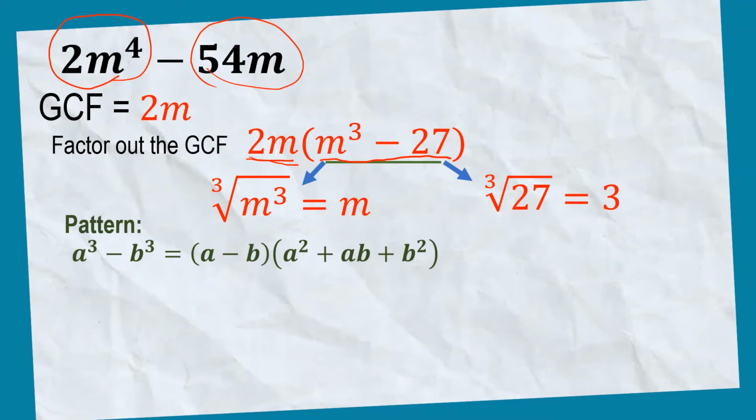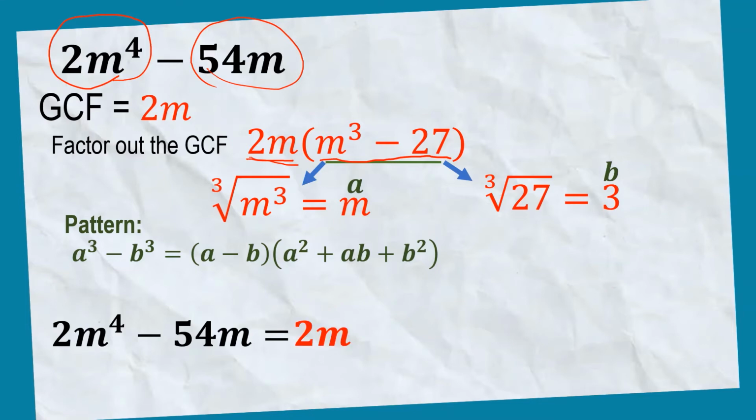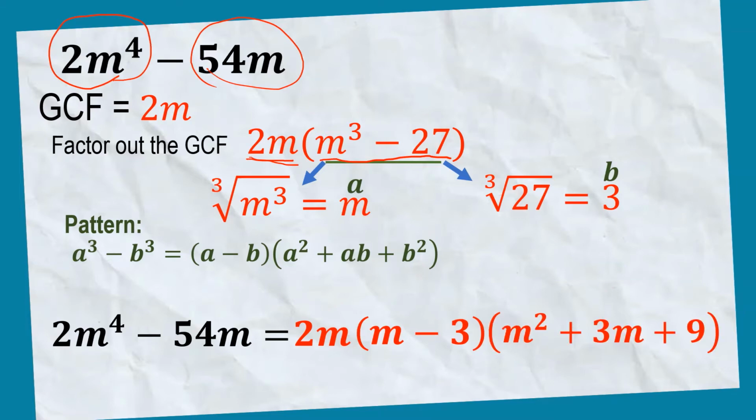At ang pattern po natin dito ay a cubed minus b cubed is equal to the product of the binomial a minus b and the trinomial a squared plus ab plus b squared. Ang magsisilbing a po natin ay m at ang b po natin ay 3. So following the pattern po, ang magiging sagot po natin ay 2m which is the GCF times the binomial m minus 3 and the trinomial m squared plus 3m plus 9.